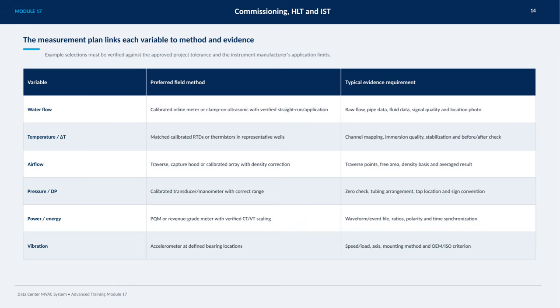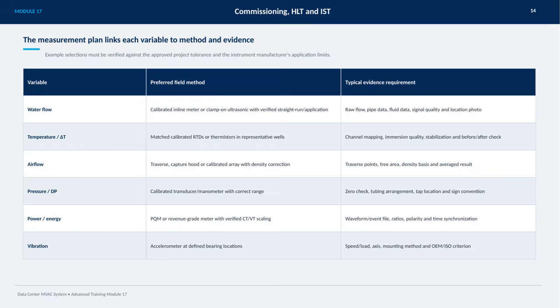Temperature or delta T measurements rely on matched calibrated RTDs, or thermistors placed in representative wells, with evidence including channel mapping and before and after stabilization checks. Airflow measurements use traverses, capture hoods, or calibrated arrays with density correction, supported by data such as traverse points and averaged results. Pressure or differential pressure is monitored using calibrated transducers with proper zero checks and tubing arrangement verification.